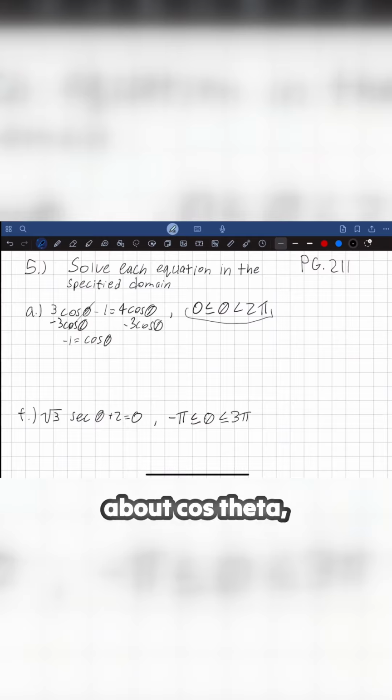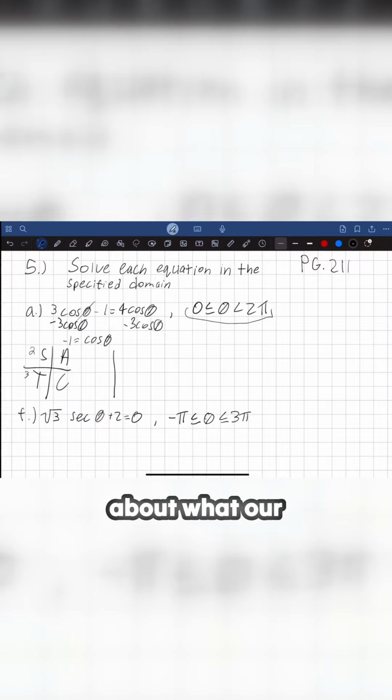Now thinking about cos theta, cos is simply adjacent over hypotenuse. So if we have a value of 1, that means that our adjacent side has to be equal to our hypotenuse. The next thing I'm going to do is use the CAST rule to understand what quadrants we're looking at, which in this case is going to be quadrant 2 and quadrant 3 because it's negative.